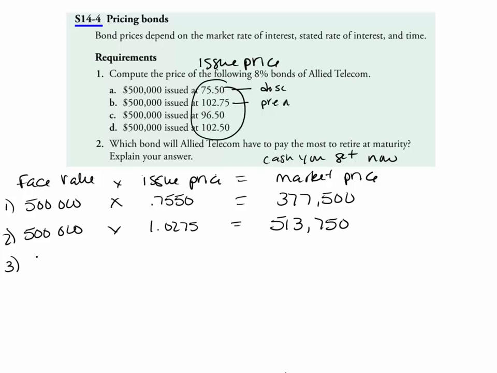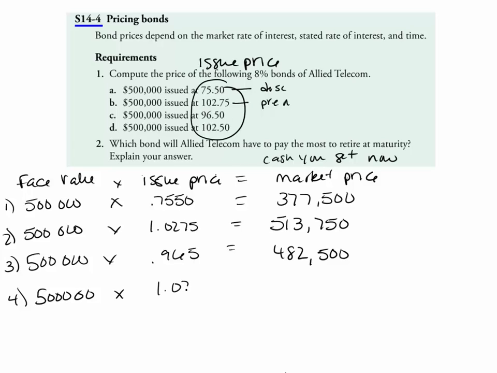On the third one, 500,000 times 0.965. So again, this is a discount, but it's not as big a discount as the first one. So this market price is going to be closer to the face value. In this case, that's 482,500. And then in the last one, the face value is still 500,000 times 1.025. That means the cash you get now is 512,500. So it's a premium, but not as big a premium as number 2 was.